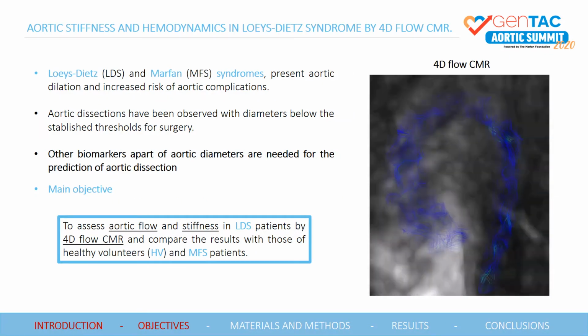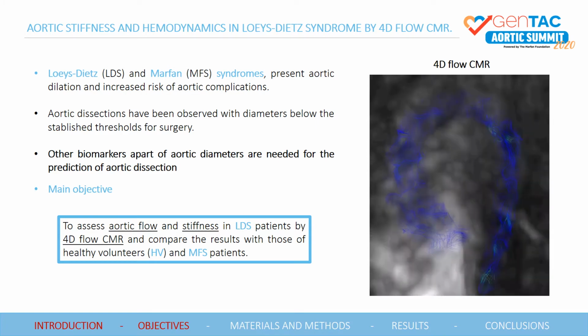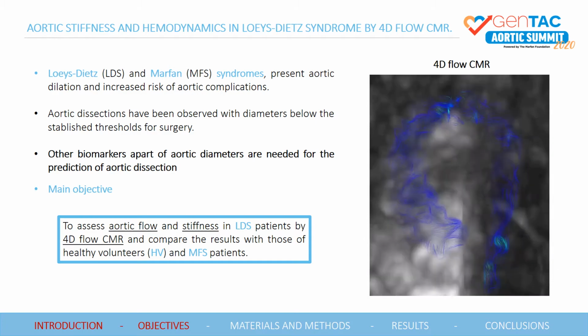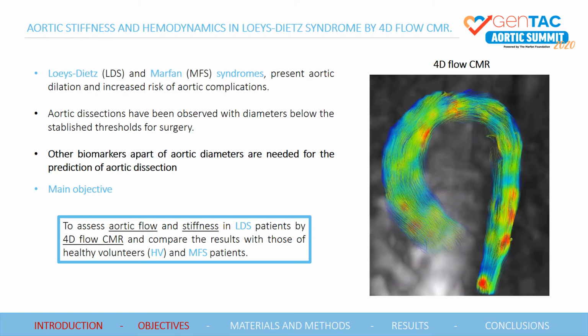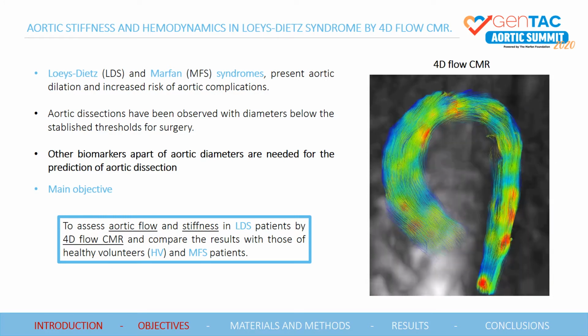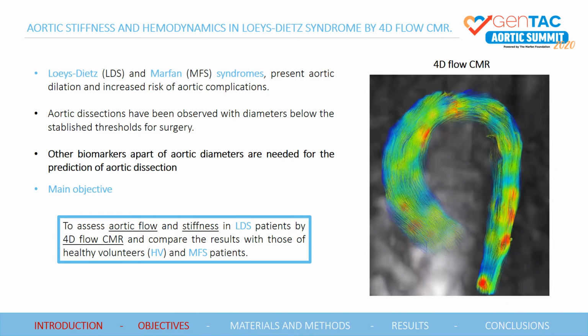Loeys-Dietz and Marfan syndromes present progressive aortic dilation and an increased risk of aortic complications. However, aortic dissections have been observed with diameters below the thresholds defined for elective surgery. So other biomarkers different from aortic diameters are needed to complete the prediction of risk for aortic dissection.